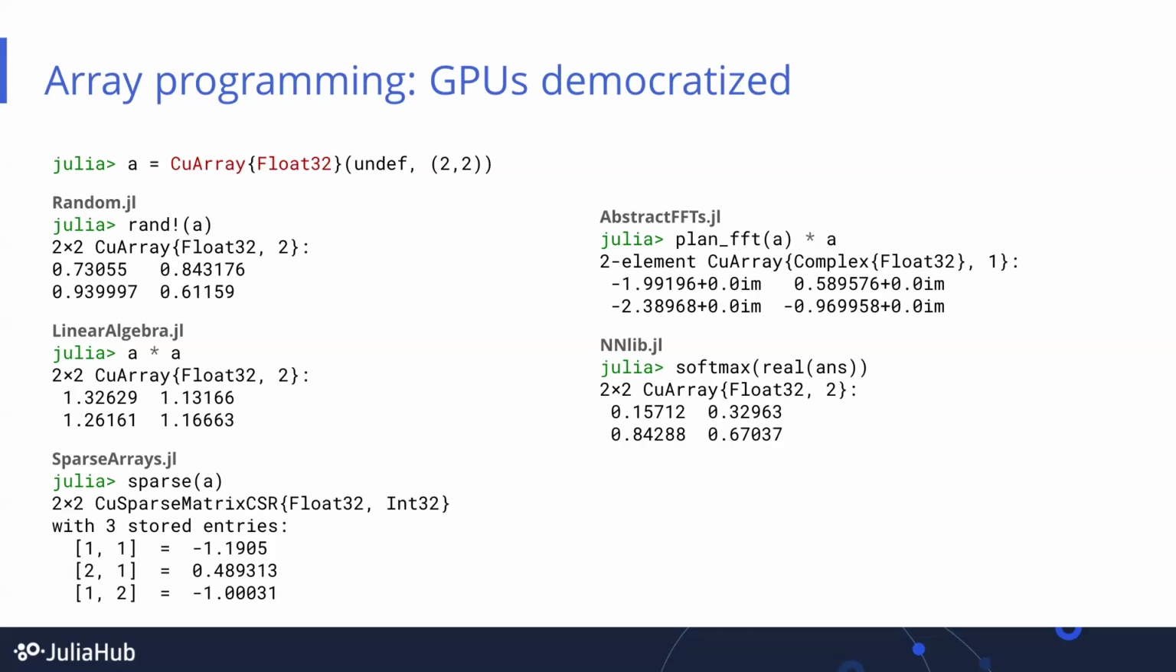AMDGPU.jl also has this kind of integration, oneAPI and Metal to a lesser extent, mostly because, for example, with Metal, Apple doesn't really have this exhaustive of a set of vendor libraries to integrate with. And in that case, we have to implement our own versions of these operations. And that's, of course, quite a bit of work, which we haven't always done for all of our backends.